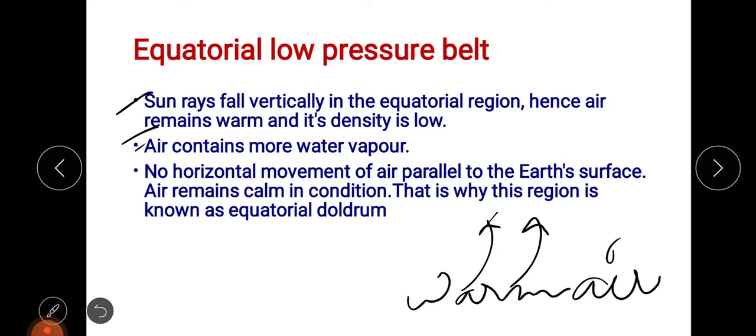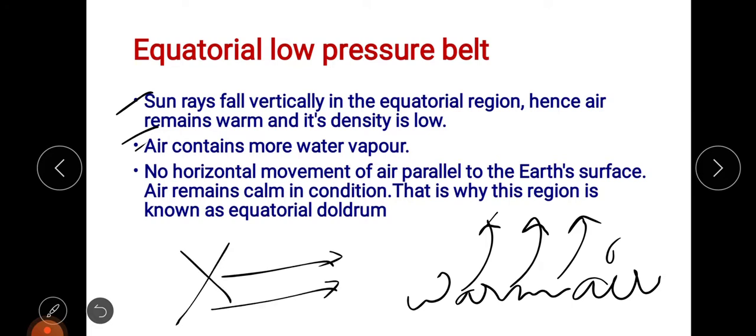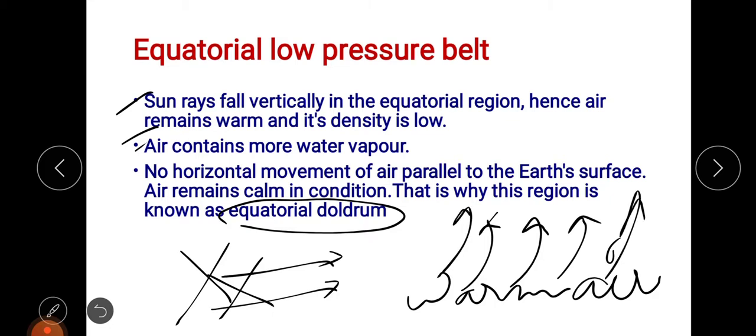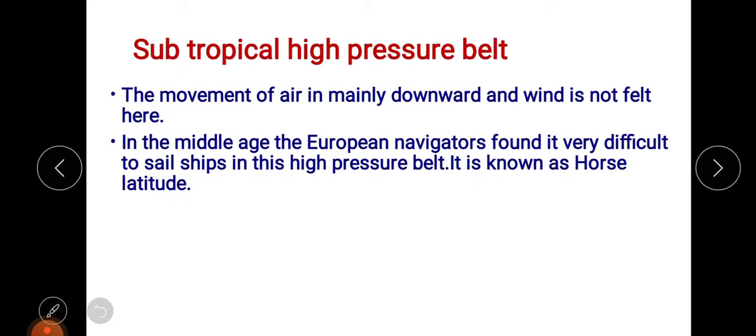Warm air is light, and that is why it rises upward. There is no horizontal movement in the equatorial region, so this area remains very calm. That is called the equatorial doldrum. So this equatorial low pressure belt is also called the equatorial doldrum. Why? Because there is no horizontal movement of air. Air only rises upward because the air is warm. So these are basically the characteristics of this equatorial low pressure belt.